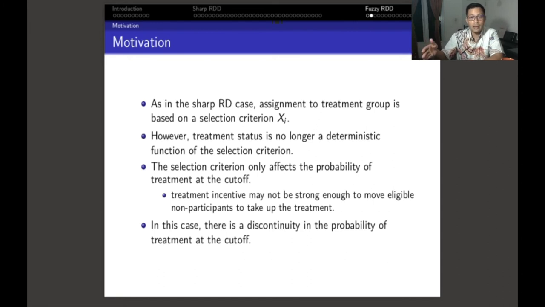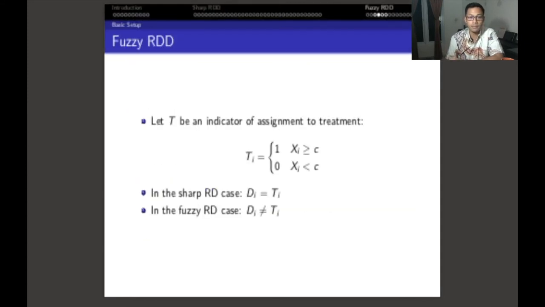However, in the fuzzy regression discontinuity design, it's no longer a deterministic function. So the selection criteria only affects the probability of treatment at the cutoff. So the treatment incentive may not be strong enough to move eligible non-participants to take up the treatment. Okay. So in this particular case, there is a discontinuity in the probability of treatment at the cutoff.